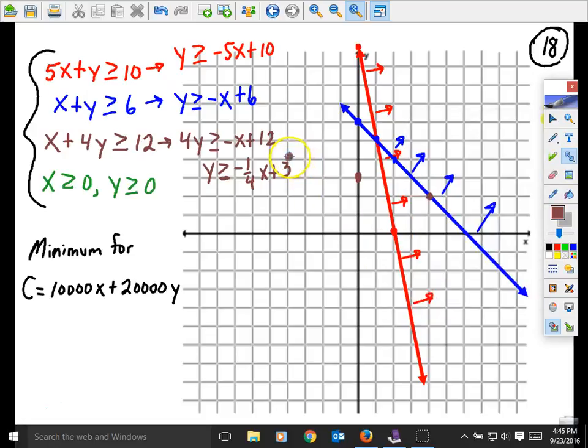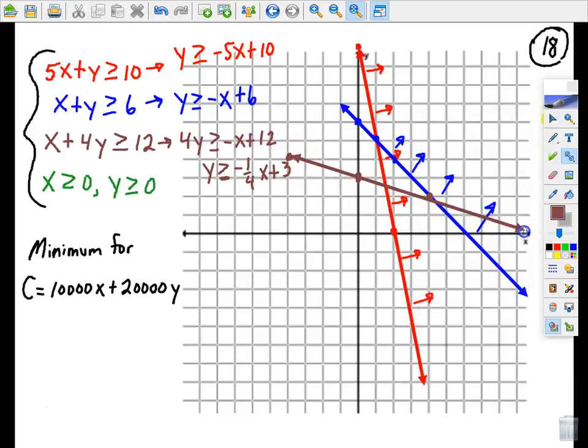Here's that boundary line. And it's also greater than, so when we do the shading, it's going to go in that same area as the red and the blue. So far, we've got this region that will be shaded. And then we've got these other two that we've already looked at before.